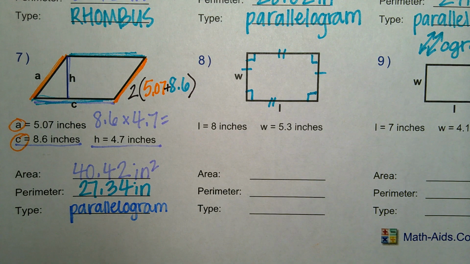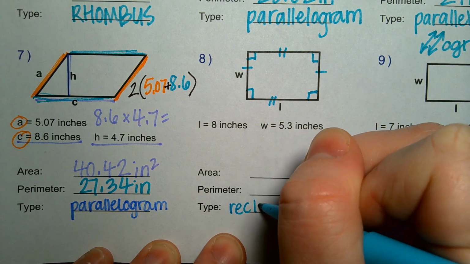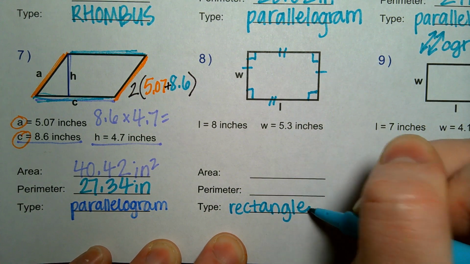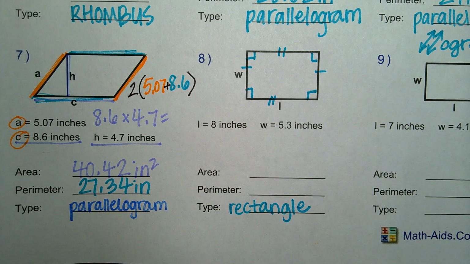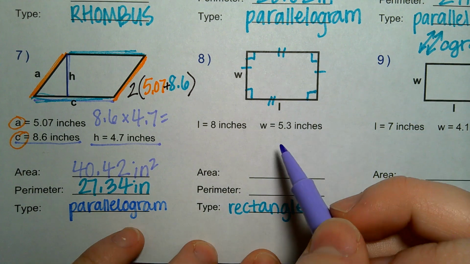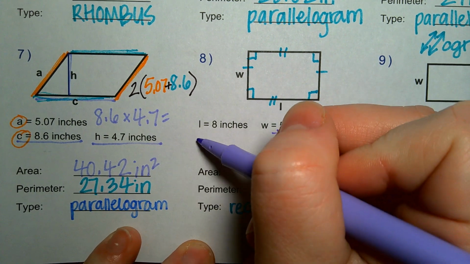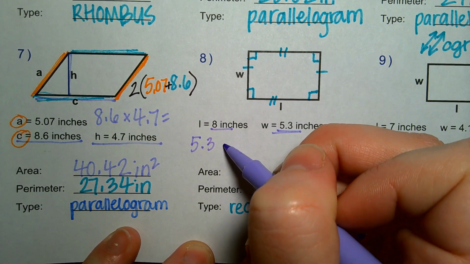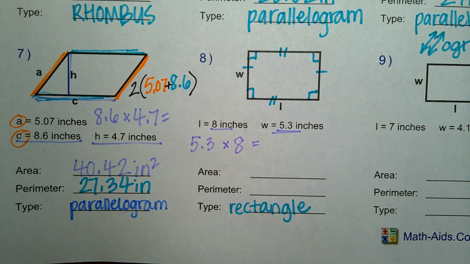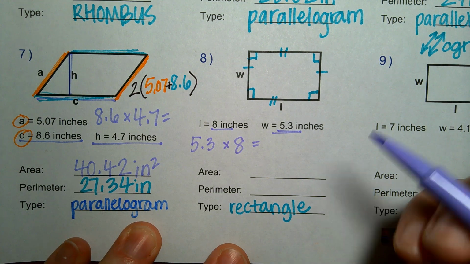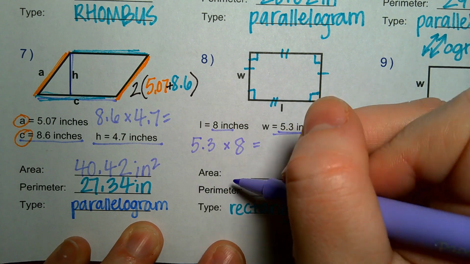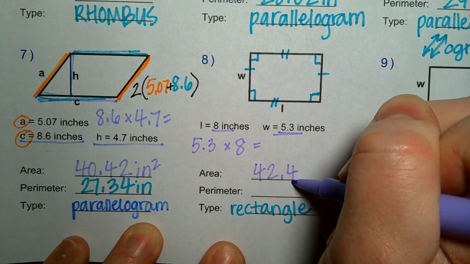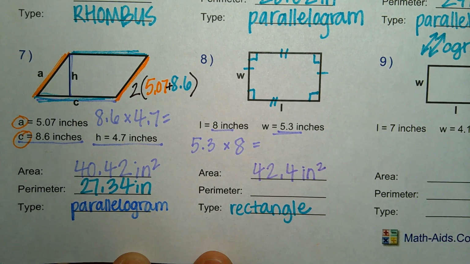So to find area of a rectangle, what do we do? And the width is 5.3. Times 8. Perfect. Length times width makes our area 5.3 times 8. What did you get for that? 42.4. Good. That's what I got too. 42.4 inches squared.